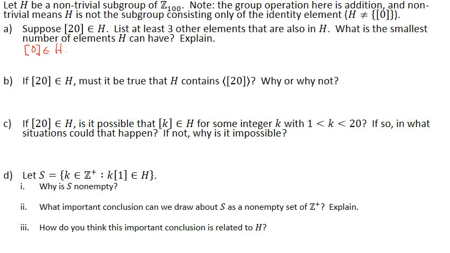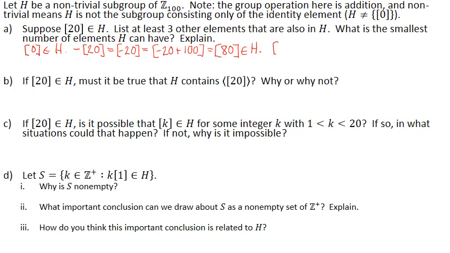Again, H is a group, so it's going to contain inverses, so negative [20] will be in H, and negative [20] is the same as [negative 20], which is the same as, we can add 100 and say that that's actually [80], so that's going to be in H as well. What else is going to be in there? Well, the group is closed under the group operation, which was addition.